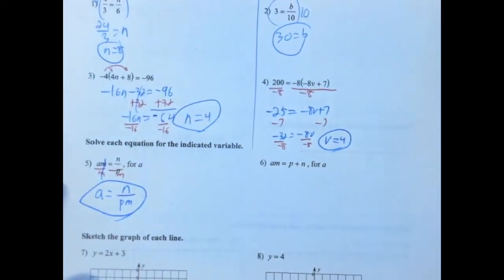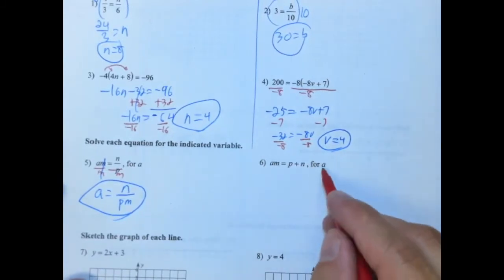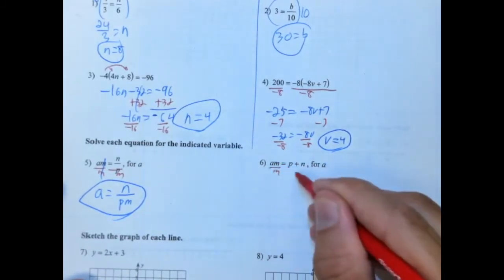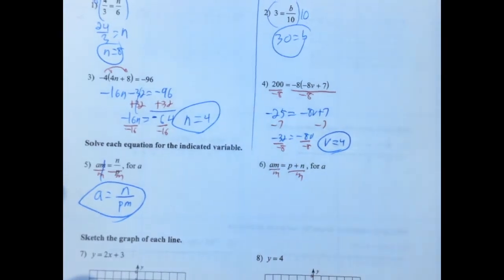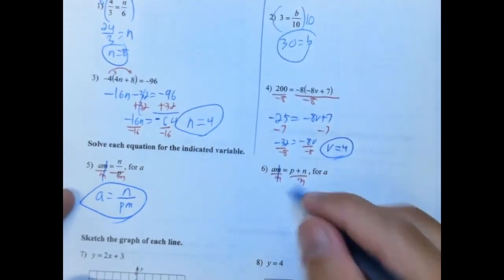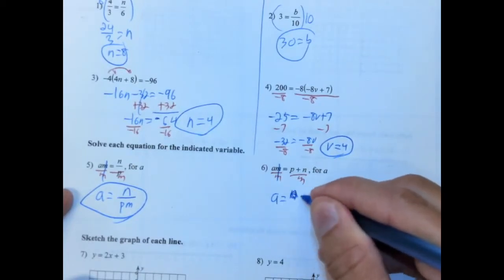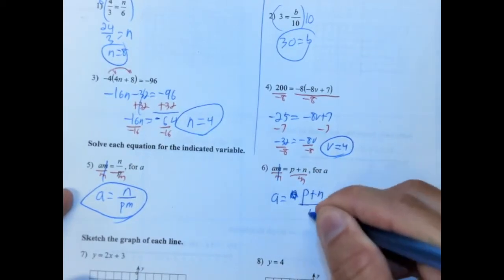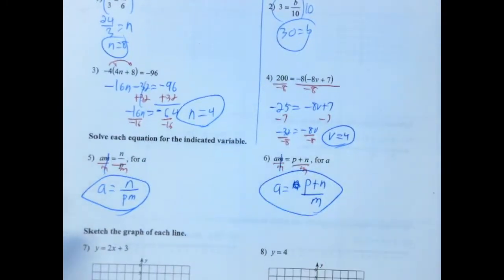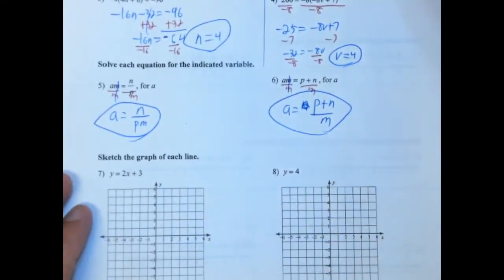Okay, here we have solve for a, so we're going to divide by m again. These are called literal equations, if you remember these. A is equal to p, oop, that's not a p. P plus n over m. There we go. All right, we're going to be doing actually some of this stuff this year, a little bit of that.